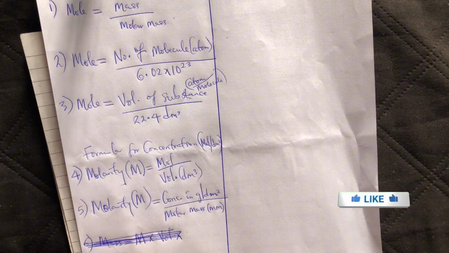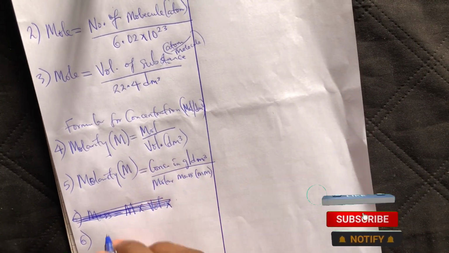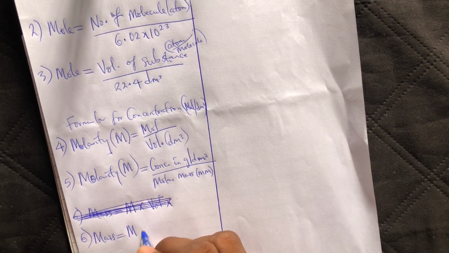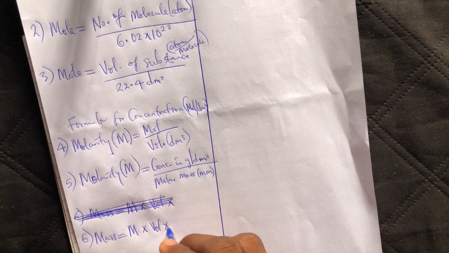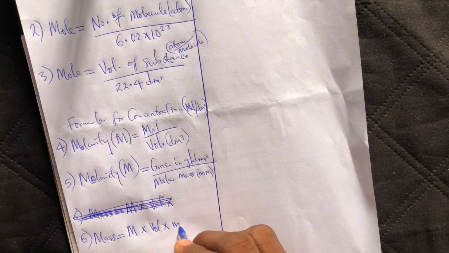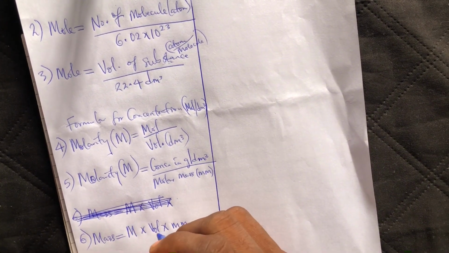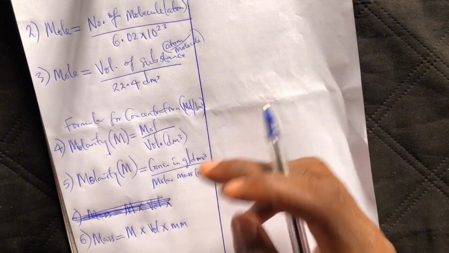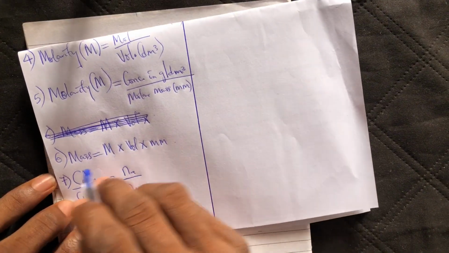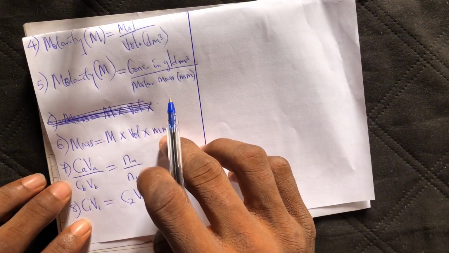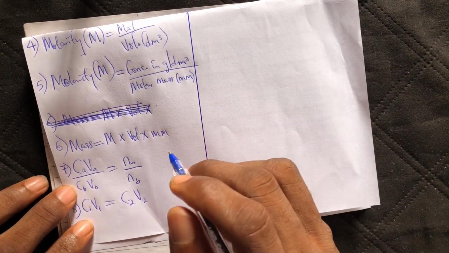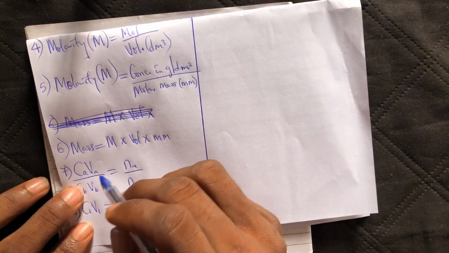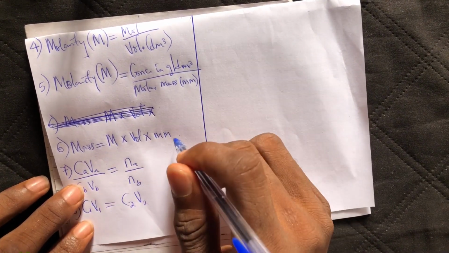So the next formula is number 6, which is mass equal to molarity times volume times molar mass. All right, this is the next formula that will help you to solve different questions under mole concept and concentration. This formula is also very important for you to take note of, so do well to jot it down. I believe that you're with your pen and your notebook as you're watching this video, so make sure you jot this particular formula down also.